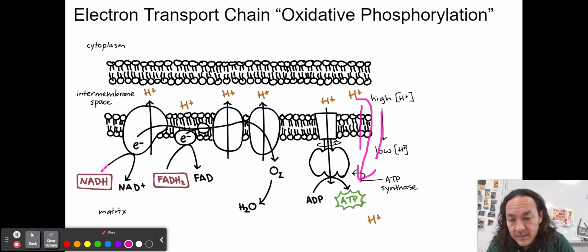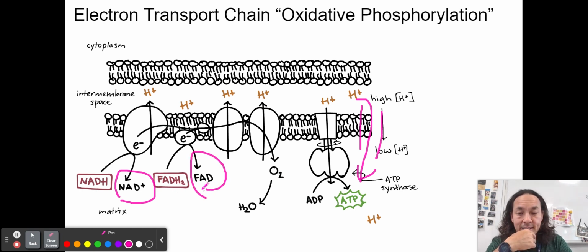Notice how once the NADH and FADH2 drop off their electrons, they now become NAD plus and FAD again. They're like an empty taxi cab. They're ready to go back to the airport and pick more electrons and hydrogen protons up. They're ready to go back to glycolysis and the Krebs cycle.